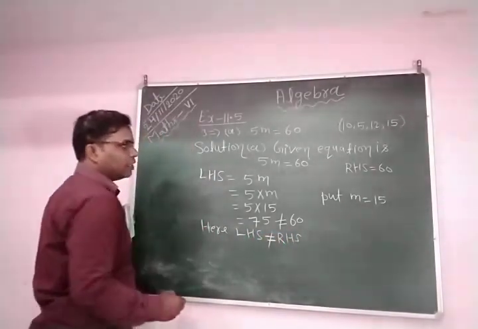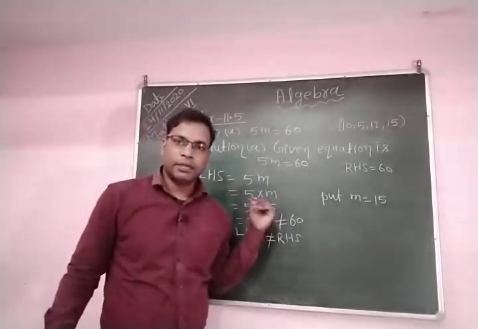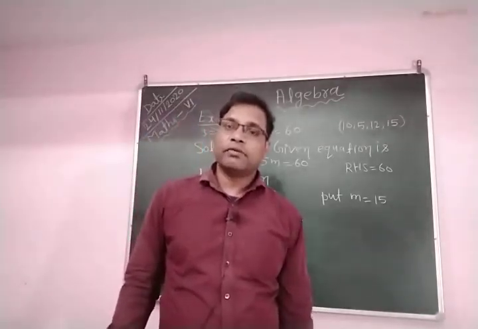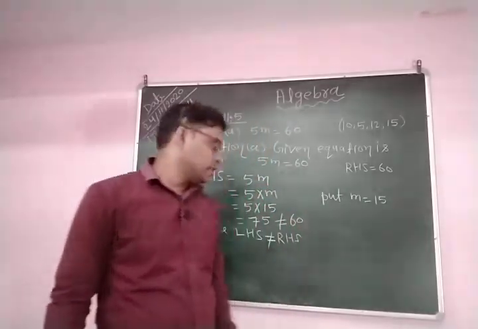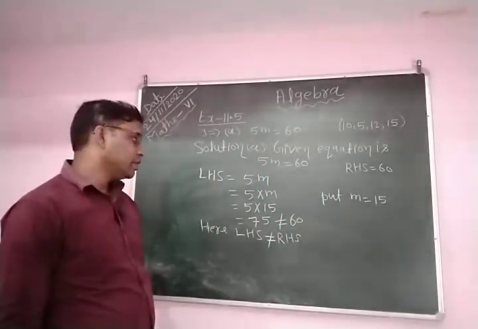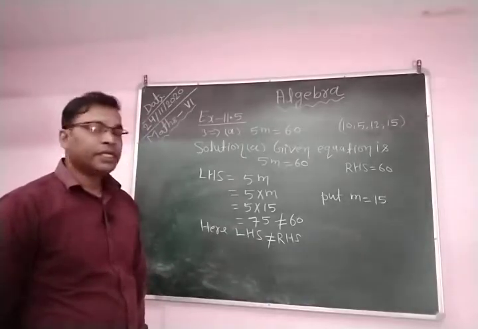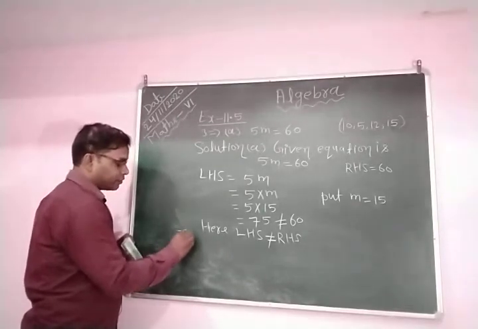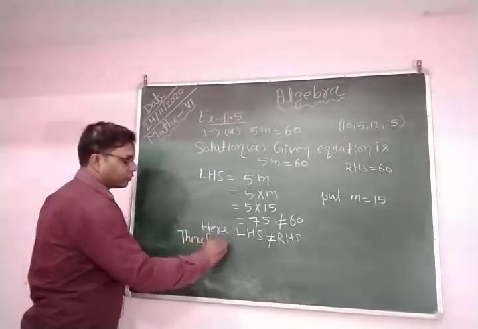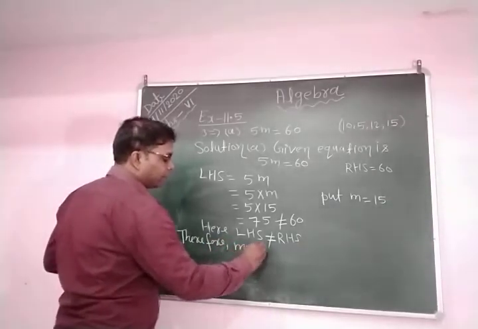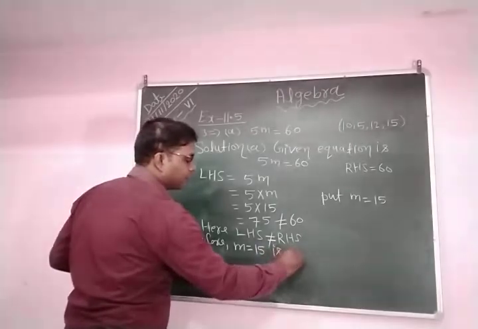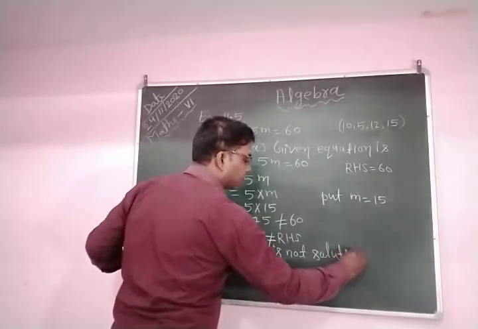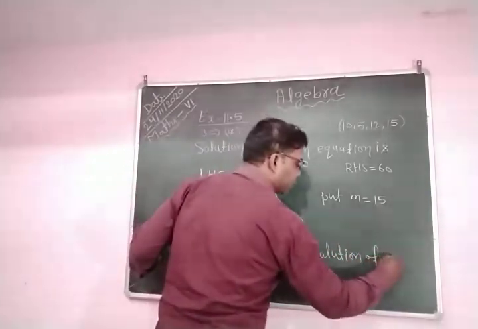Because if you put m is equal to 15 in the left hand side, then we get 75. But what is our right hand side? Our right hand side is 60. So it means that m is equal to 15 is not a solution of the given equation. Therefore, m is equal to 15 is not a solution of the given equation.